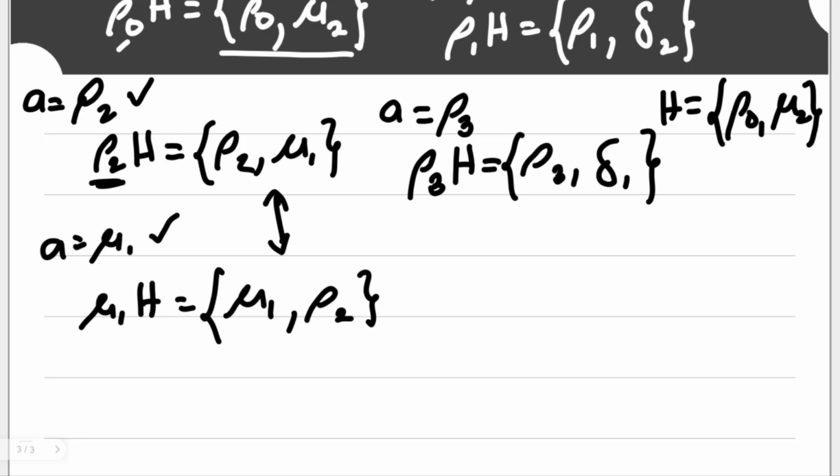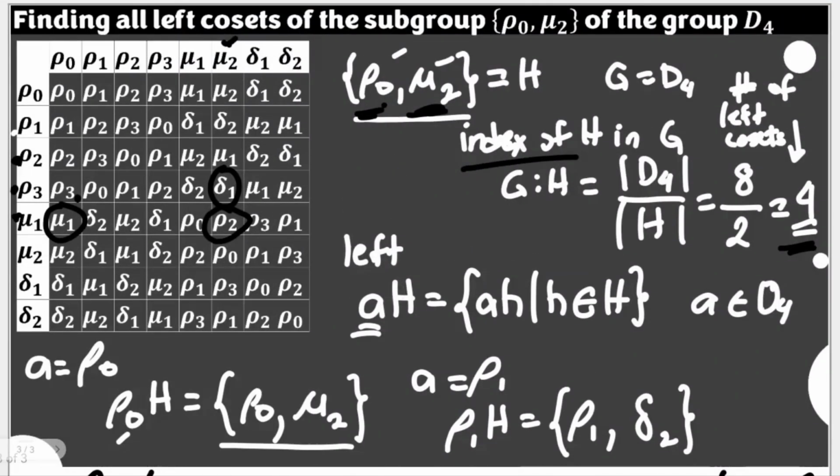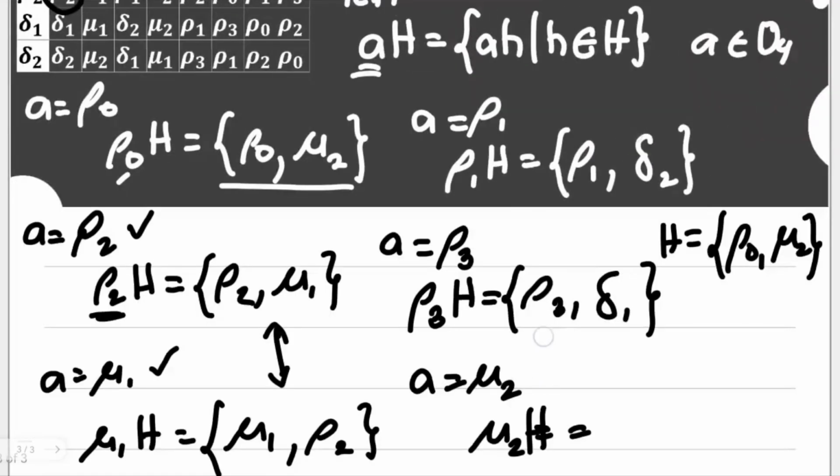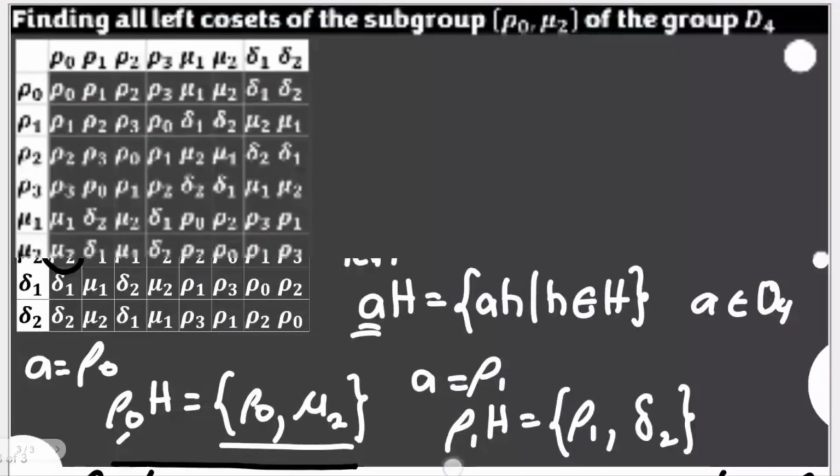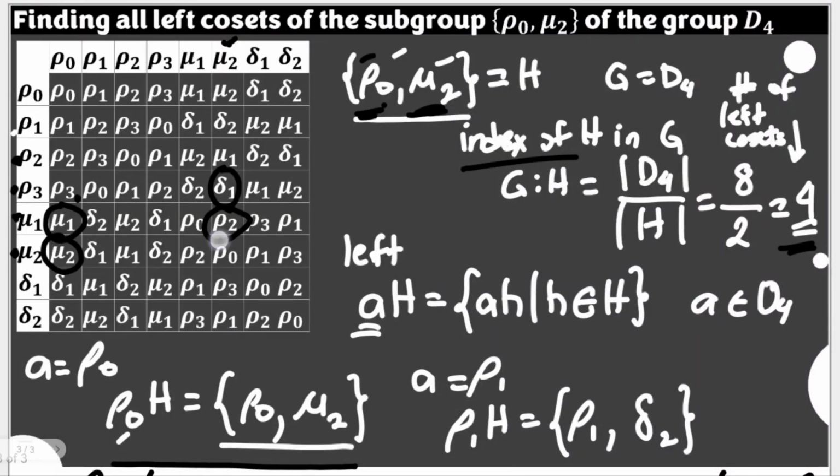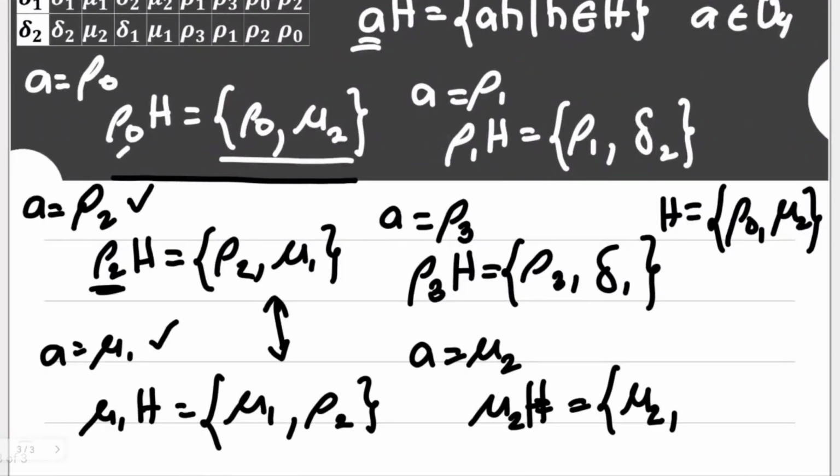So this is also true if we are going to continue with mu sub 2 here. That means mu sub 2 H. Mu sub 2 operated by rho sub 0 is mu sub 2. The coset earlier with mu sub 2 is actually this one here. Let's see if we have the same result. Mu sub 2 and mu sub 2 is rho sub 0. So you have rho sub 0. See? They are just rearranged. So it's still counted as 1. Okay, so we still have 4.